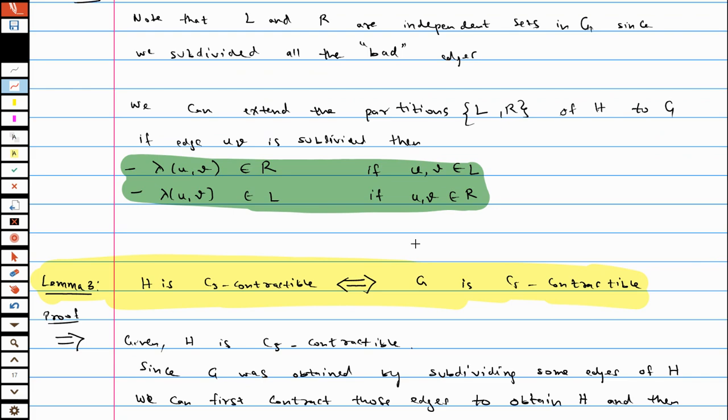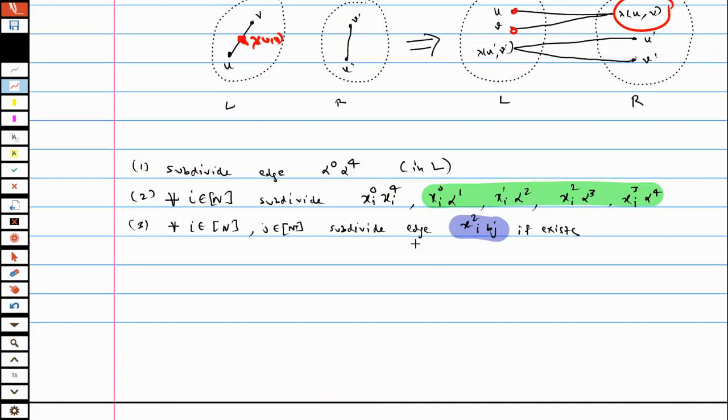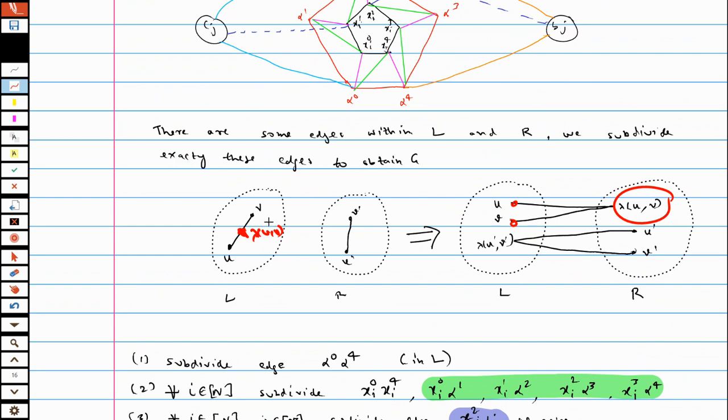The new vertex will be in the other part, because if UV is in L, the new vertex has to be in R. Right? So if U and V belong to the same set L, same witness set, no, I haven't said anything about witness set here.